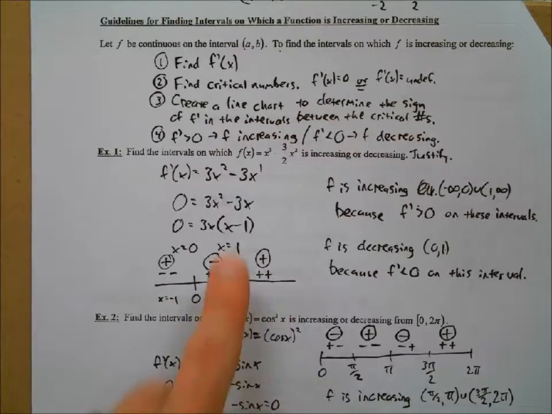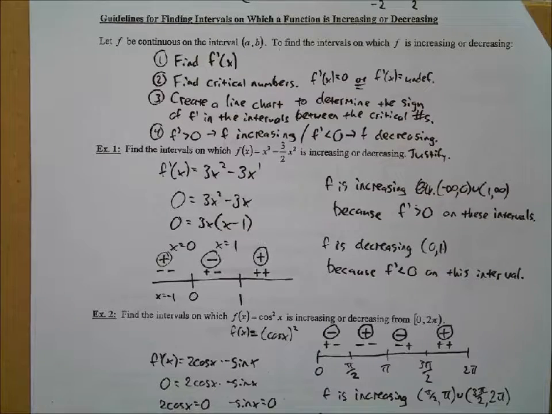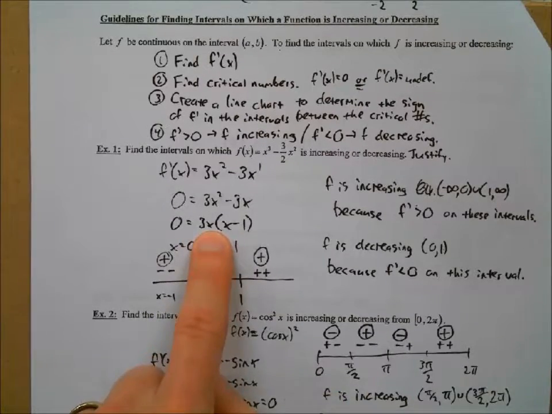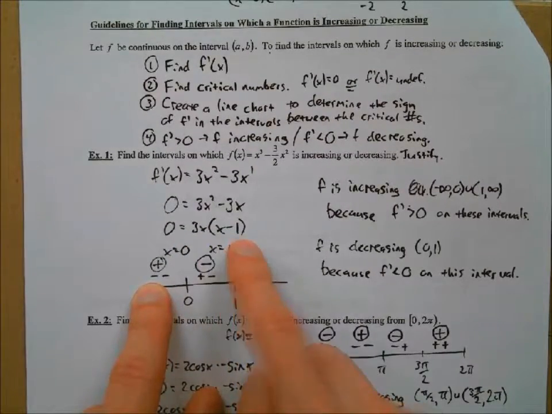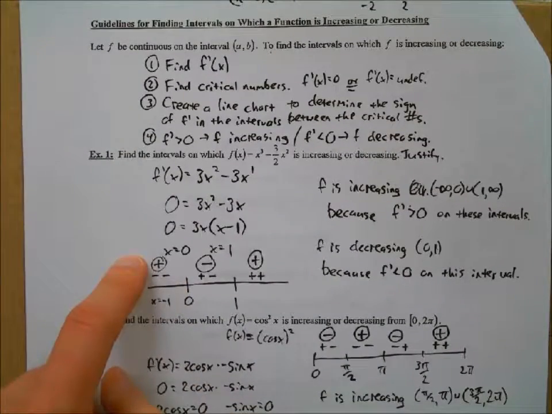into the derivative to see if you get a positive value or a negative value. You don't need to know the actual value, just whether it's positive or negative. So for example, I chose -1 here to test. 3 times -1 is -3, -1 minus 1 is -2. So -3 times -2 is a positive value. Negative times a negative is positive.